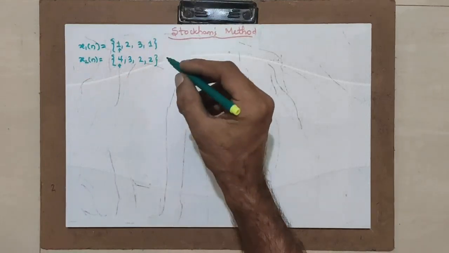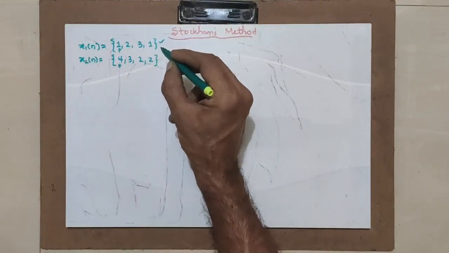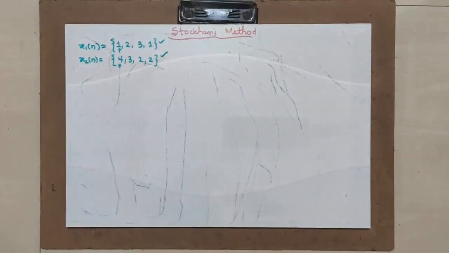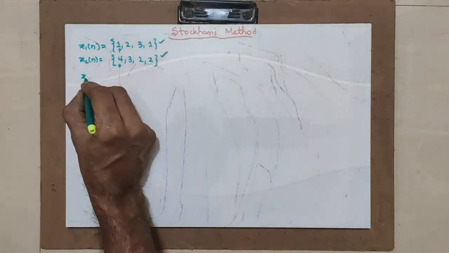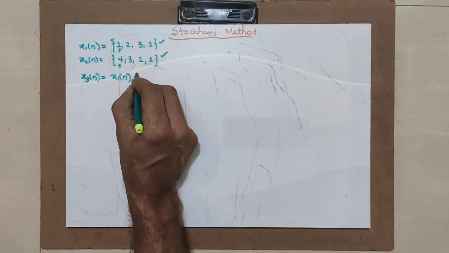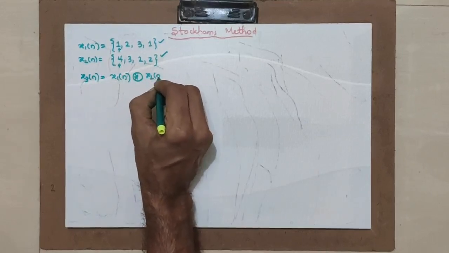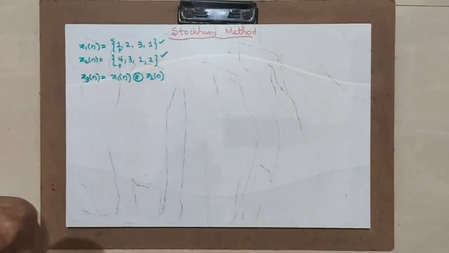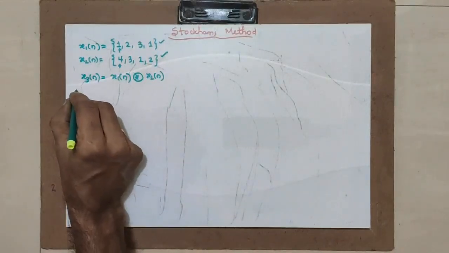First x1n is given as 1 2 3 1 and second signal x2n is given as 4 3 2 2. Let us apply Stockham's method to obtain the circular convolution of these 2 signals. My aim is to find the third signal x3n, which is x1n circularly convoluted with x2n. The length is 4, this length is also 4, the circular convolution is applicable with length 4. Now step 1.